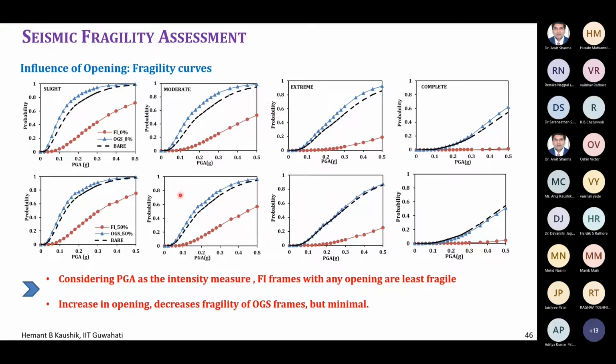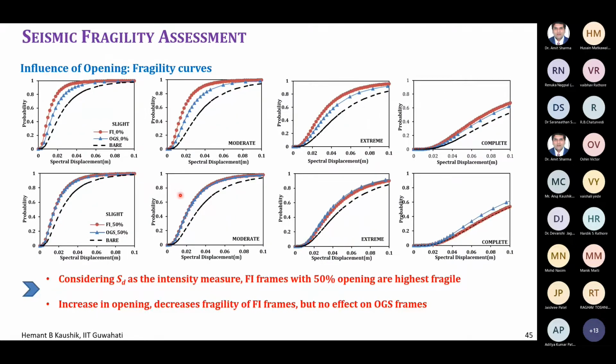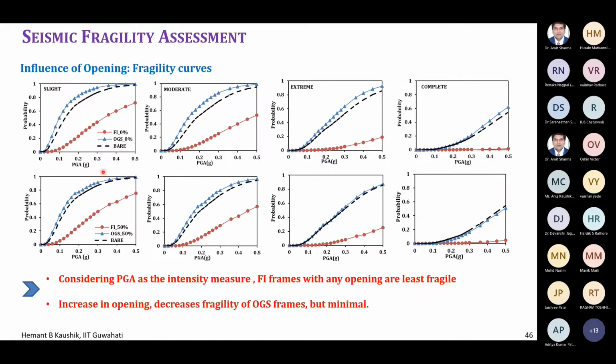And here we use the spectral displacement as EDP. Here we are using the peak ground acceleration. So similar story. It doesn't really matter whether there is opening or not. The open ground story buildings remain more fragile for all cases, all damage states.